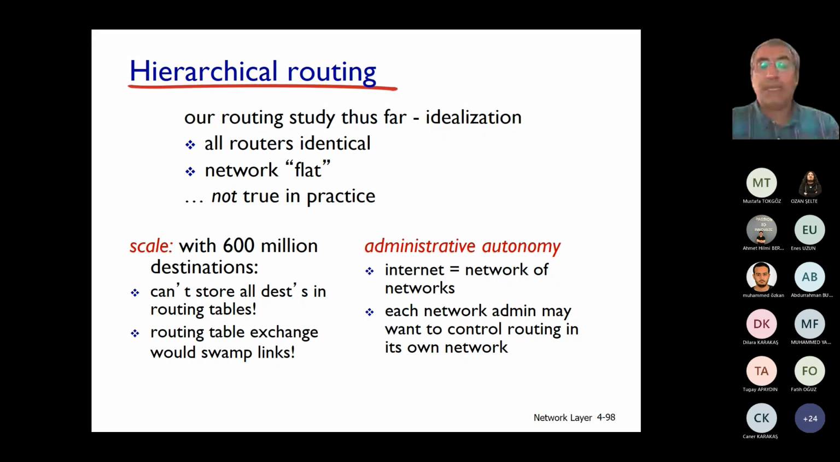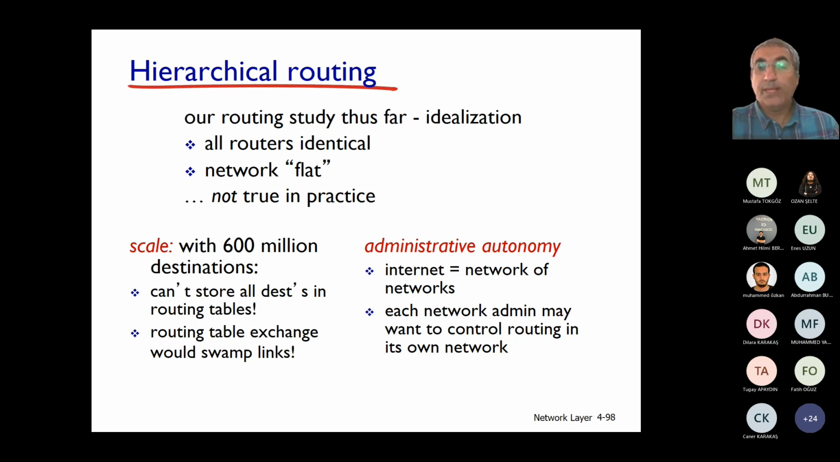So what are we going to do to handle this issue? Think about you have 600 million destinations, and you cannot put this in a table. Even if you put it in a table, you cannot update the 600 million destinations in a table. You cannot store all these destinations in routing tables and exchange all this information, and you're going to swamp the links, basically.